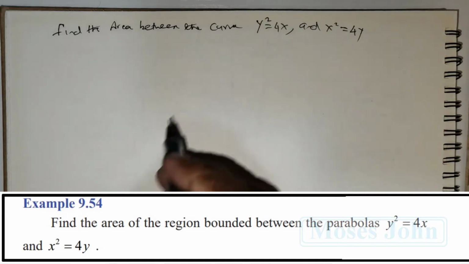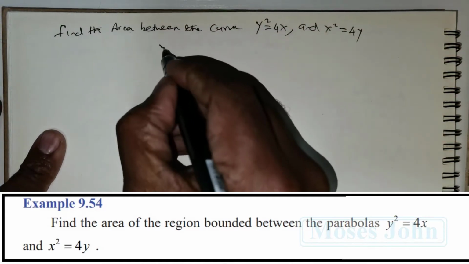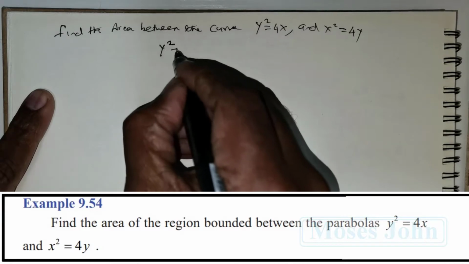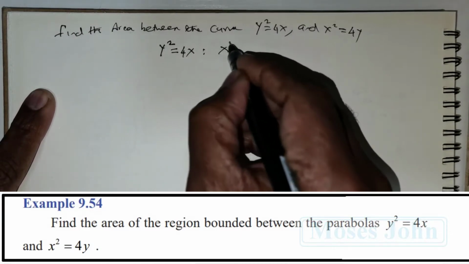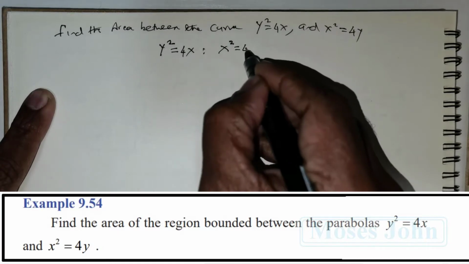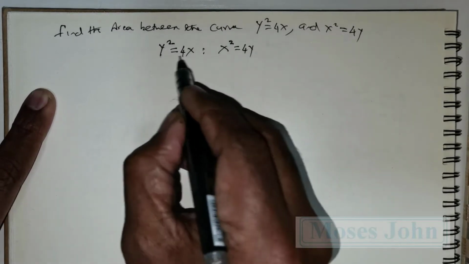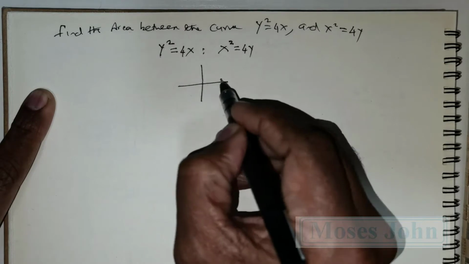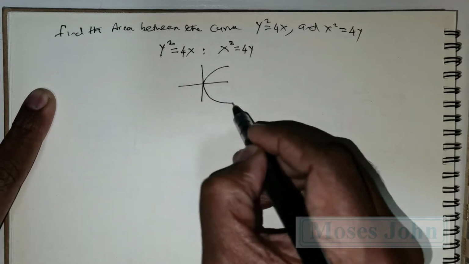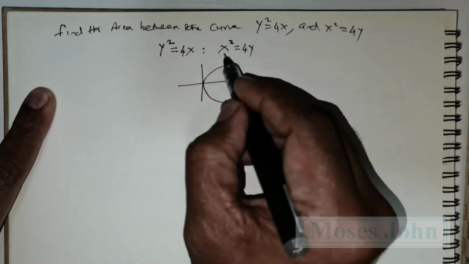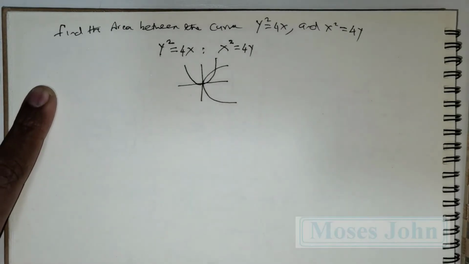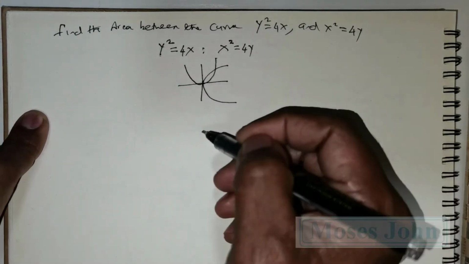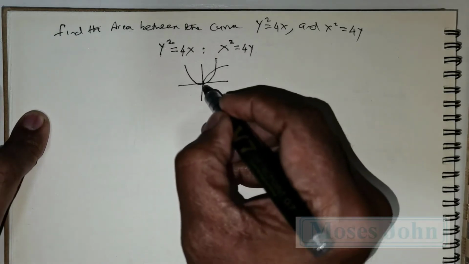Students, we are asked to find the area between two curves. One is given as y squared equals 4x. The other one is given as x squared is equal to 4y. Now y squared equals 4x is actually a C-shaped curve, and x squared equals 4y is actually a U-shaped parabola. Now we have two intersections.